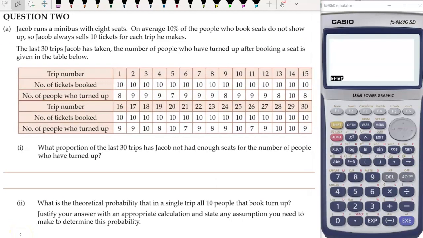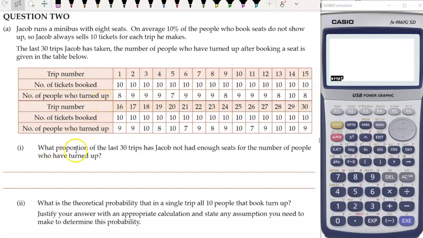All right, question 2. Jacob's got a minibus with 8 seats. 10% of the people who book seats don't show up, so Jacob always sells 10 tickets for each of the trips that he makes. And then we've got this table of information of the last 30 trips that he did. So think of this table in 2 halves. The top half and the bottom half are showing the 30 lots of things.